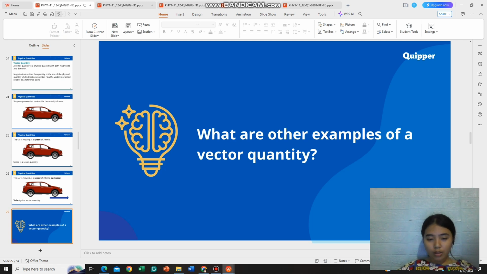So, what are other examples of vector quantity? Think of examples that have directions.